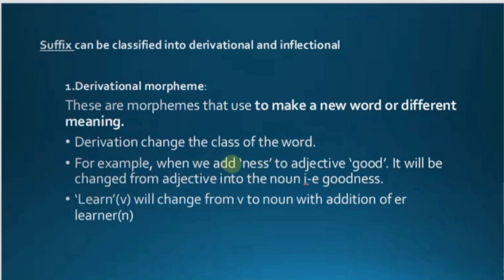For example, when we add ness to the adjective good, it will make it goodness, means another noun. Similarly, learn is a verb. When we add er to it, it will become a noun. So there is a change of category from verb to noun, and this is from adjective to noun. It involves a change in category of the words. So this is an example of derivational morpheme.